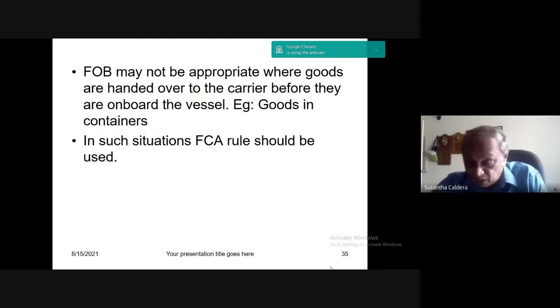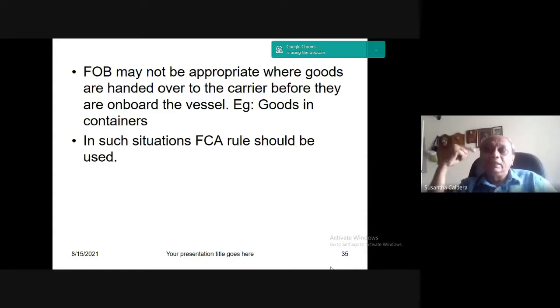But I have seen a lot of banks, so-called trade experts, right? When the customer doesn't know anything about Incoterm details and all those things, they will tell you to open the LC under FOB for containerized cargo. So you as the bank have to inform them. No, this is wrong. If it is containerized cargo, you have to use FCA. Right?